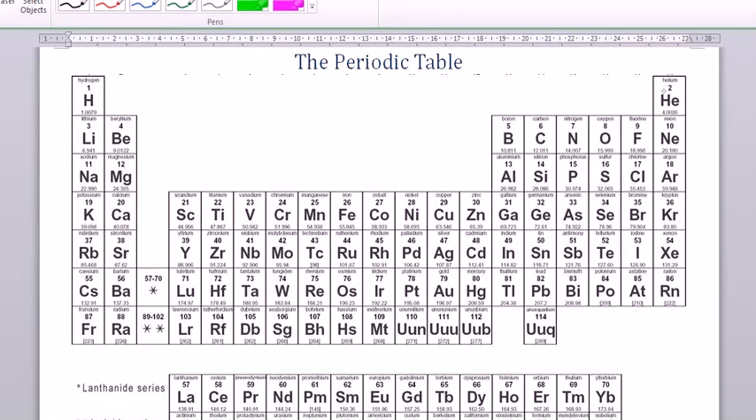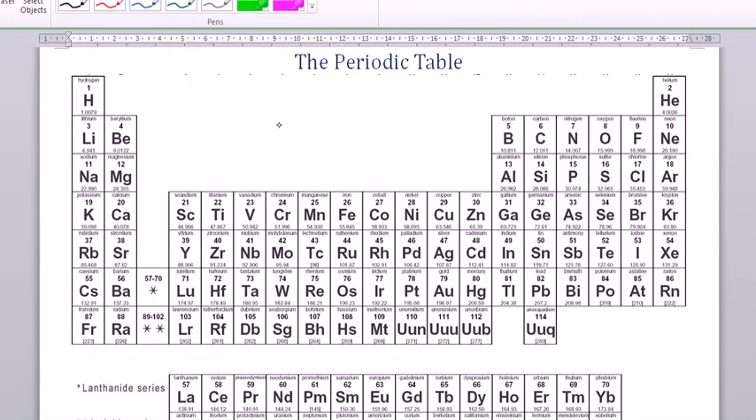When you come down to the next row or period, we call it the second period, you're now filling up the second level of shell. So lithium here has an atomic number of 3, so it has 3 protons and therefore 3 electrons. They are arranged 2 in the first shell and 1 in the second shell. Beryllium is 2,2, boron 2,3, carbon 2,4, and continuing along the table 2,5, 2,6, 2,7, neon reaches 2,8, and now the second shell is complete.